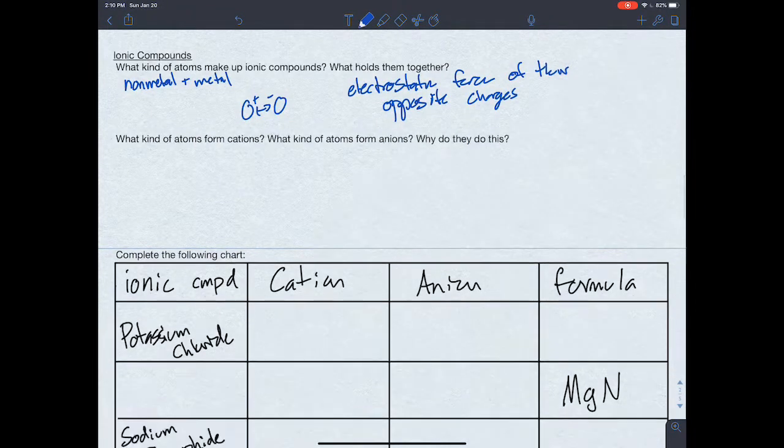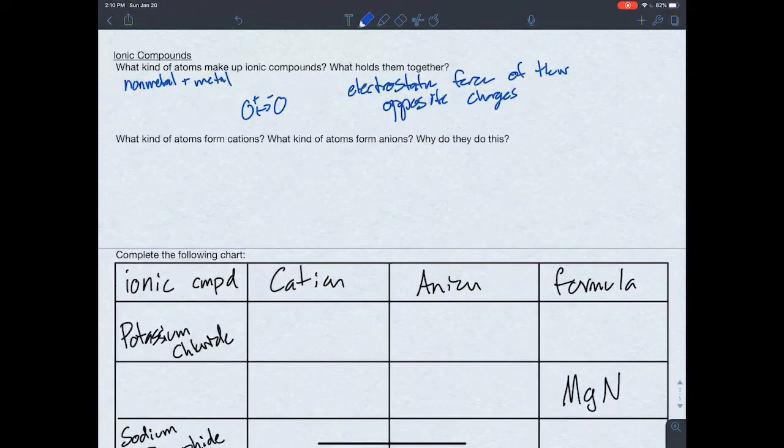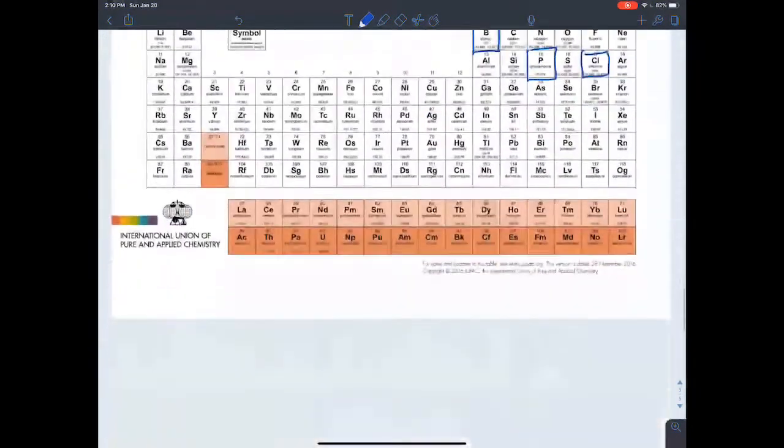What forms cations, what forms anions, and why do they do this? So what forms cations? You have a nice thing in your notebooks that shows you this. Cations are formed by metals, okay? Anions are formed by nonmetals. All right, now why do they do this? Let's look at our periodic table here.